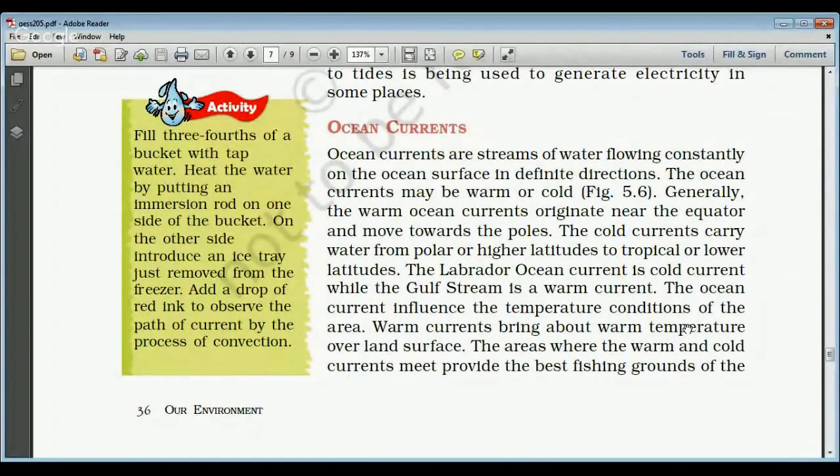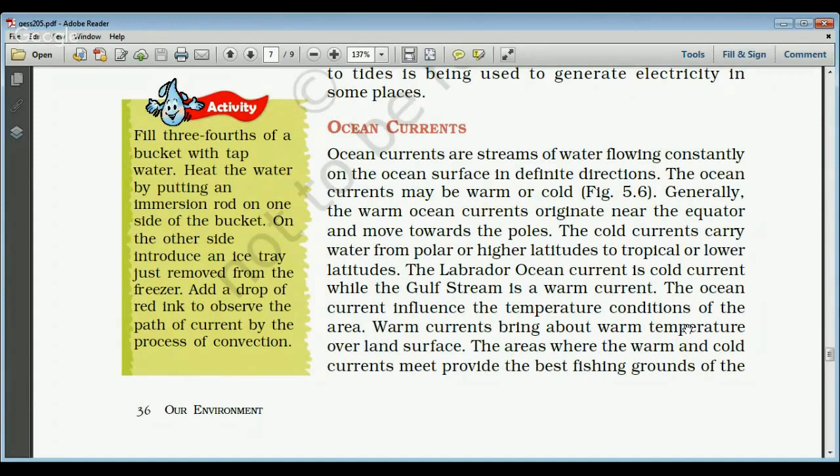And an ocean current may be warm or cold, and there are various types of warm currents and various types of cold currents. Generally, the warm currents originate from the equator, because the equator is the heat surplus region, and the pole is the heat deficit region. So the warm ocean currents originate near the equator, and they move towards the pole. And the cold currents carry water from the polar or higher latitudes to the tropical or lower latitudes.